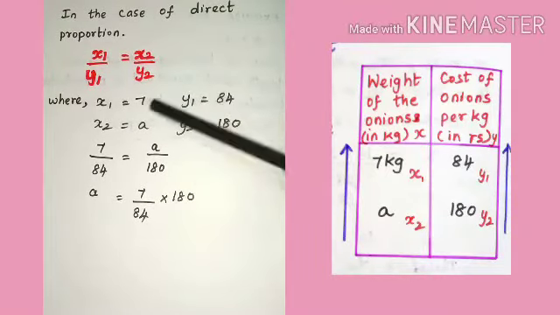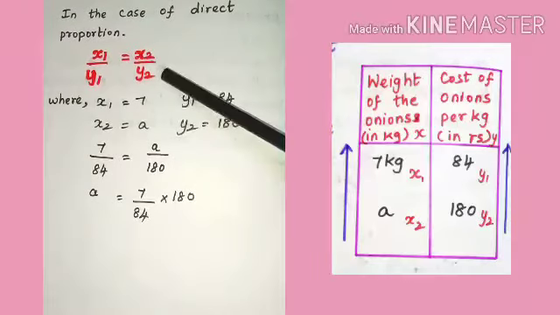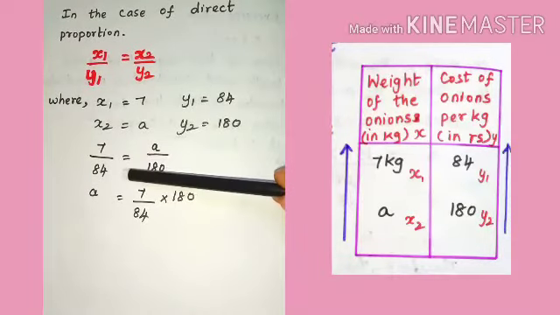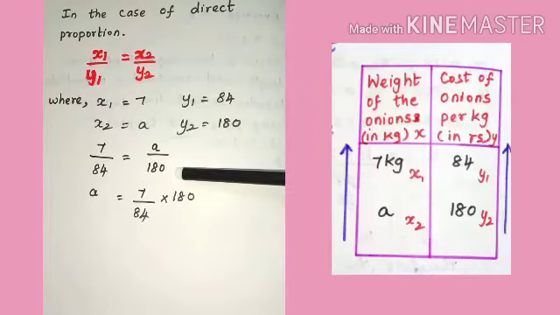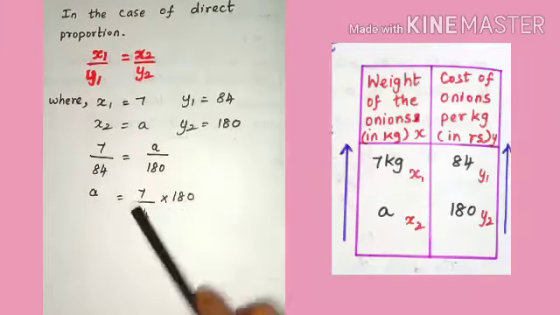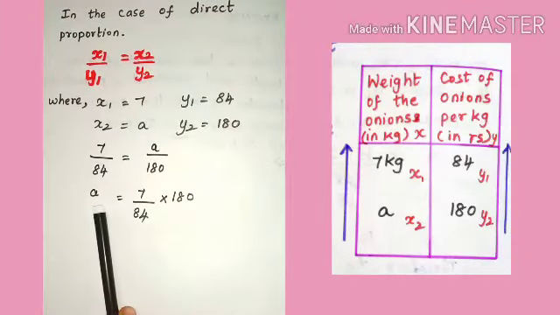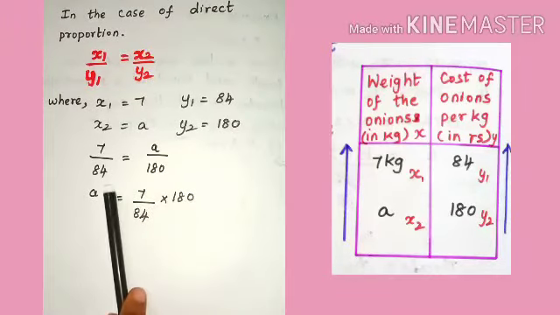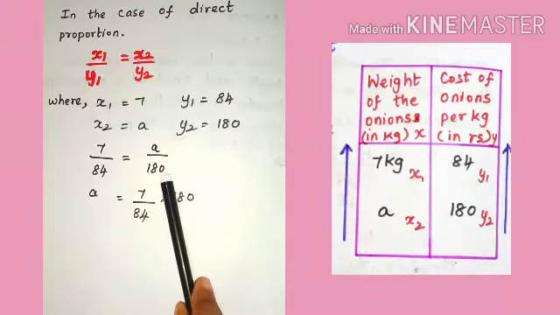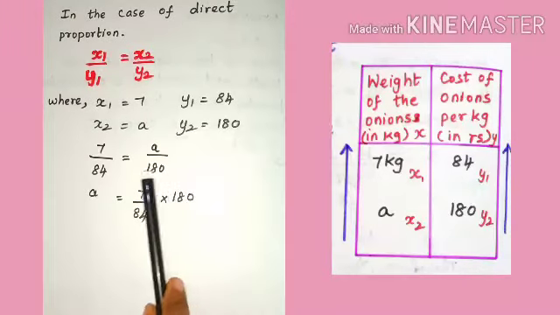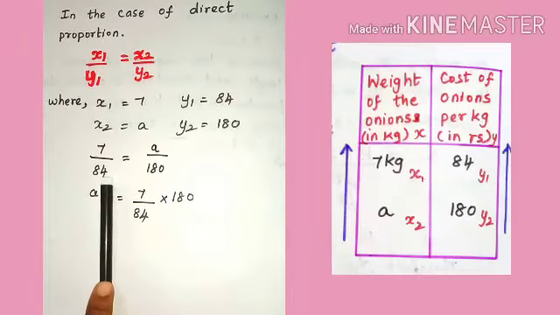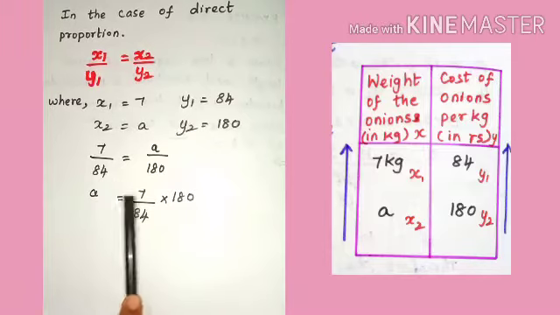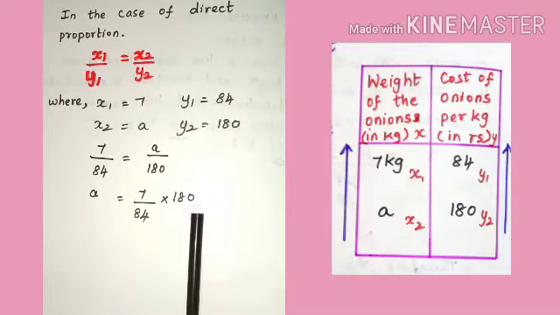Now we are going to substitute all these values in this condition. We get 7 by 84 is equal to A by 180. Now we need the value of A. So keep A aside and bring 180 to the other side. Here it is in division, so it comes to the other side by multiplication. So A is equal to 7 by 84 into 180.